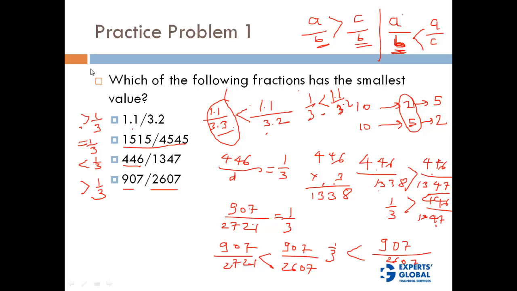So which one would be the smallest number now? This number is greater than 1 by 3, this is equal to 1 by 3, this is less than 1 by 3, and this is greater than 1 by 3. So obviously our answer is going to be C. This is the smallest fraction among all the given fractions. The trick here was in observing that all these numbers are close to 1 by 3, figuring out how close to 1 by 3 they are, and eliminating all the options that are greater than 1 by 3.